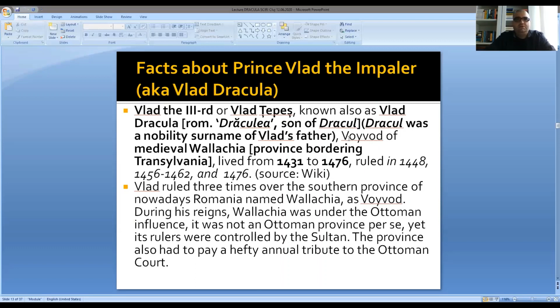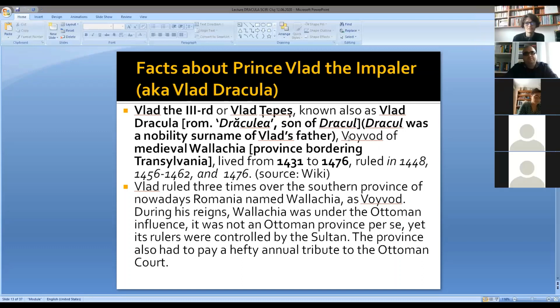Dracul was a nobility surname, not the name of the devil, although it may sound like this. It was actually the nobility name of Vlad's father. Vlad III, or Vlad the Impaler, Vlad Țepeș, was a voivode of medieval Wallachia. Wallachia was a province bordering Transylvania.